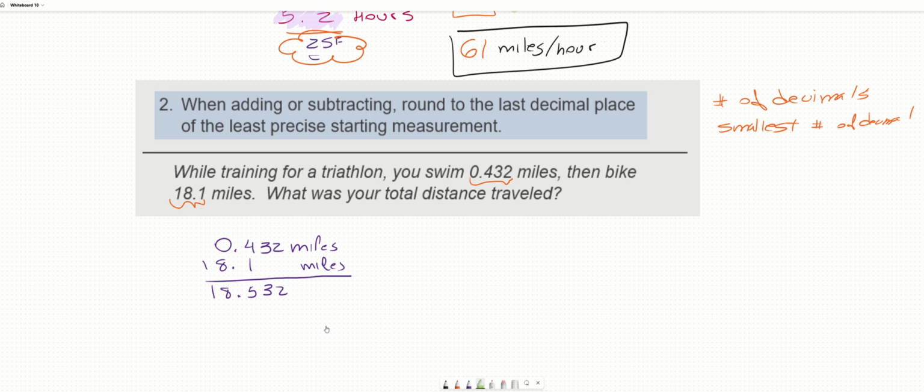But look at this. The smallest number of decimals here is 1 decimal. So we need to stop at the 1 decimal place because this is the smallest number of decimals. Our final result must have only one. Since the next digit is smaller than 5, we keep the same. So our final answer will be 18.5 miles.